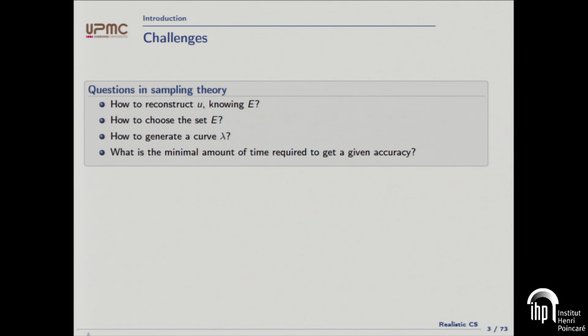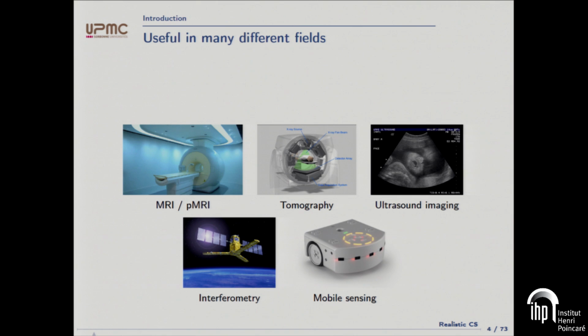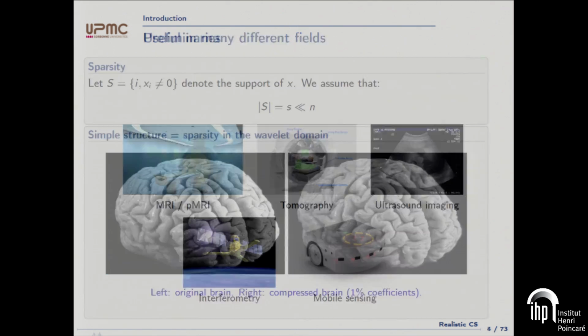And for all this, of course, you want to have as few measurements as possible, because you want to speed up the acquisition and save time. Again, what I'm saying is only for MRI, but you can apply it to tomography, ultrasound imaging, interferometry, or even mobile sensing. But you just have to adapt the theorem to this context.